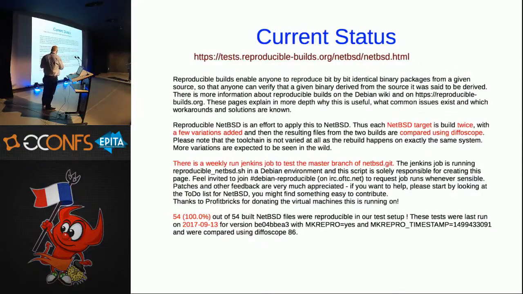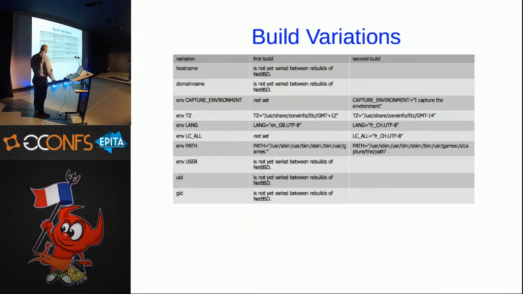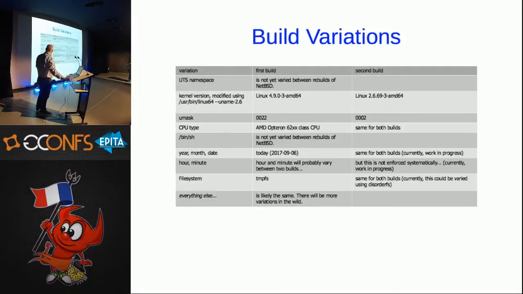And right now, since I think the beginning of the year, like in February, March, we are fully reproducible on both architectures, on SPARC64 and x86_64, that gets built weekly on Debian. So Debian varies a few things. As you can see, some of the things are not being varied. So it varies path, language, environment, time zone, etc. And it also varies the umask. It doesn't vary the CPU, and it doesn't vary the file system.